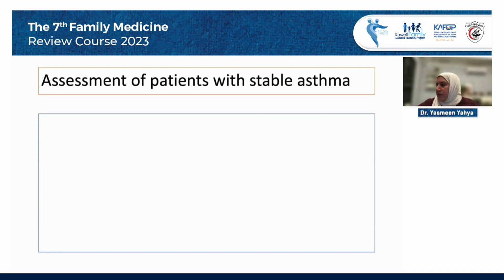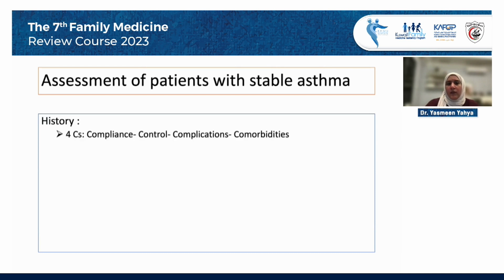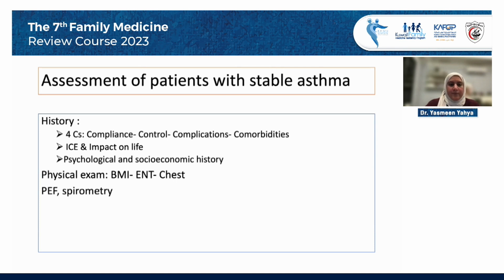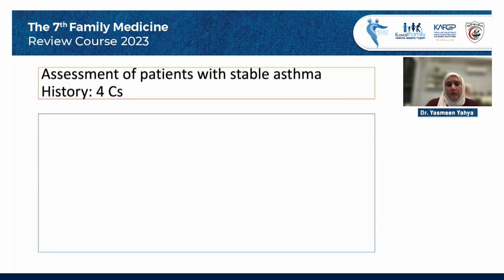Okay, now let's move on to the assessment of patients with stable asthma. In history, you need to consider the 4 C's, which are compliance, control, complications, and comorbidities. I will go through them in detail in the next slides. The ICE and impact on life, of course, is very important. Psychological and socio-economic history, physical exam, and if available, you can do peak flowmetry and spirometry. And it's also advised to do CBC for blood eosinophils, because I will show you later that high eosinophils can indicate higher risk patients.